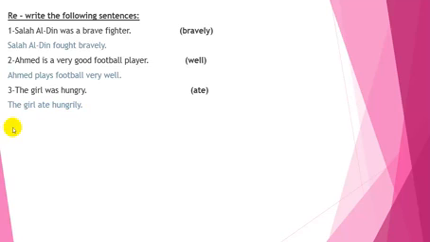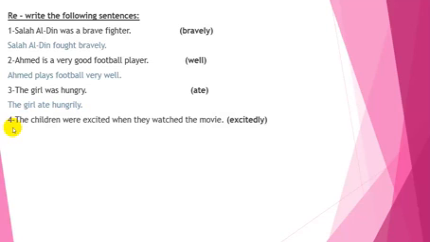Number 4. The children were excited when they watched the movie. I want to use excitedly. So, how did they watch? What was the feeling? How did they watch it? I will say it like this. The children watched the movie excitedly.